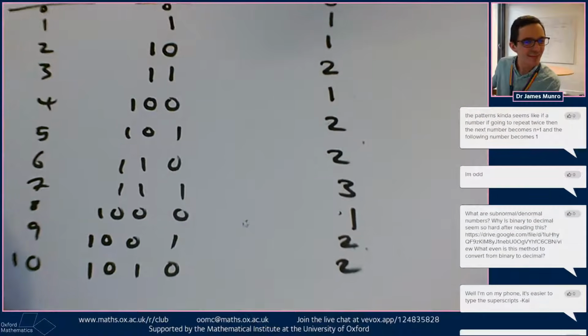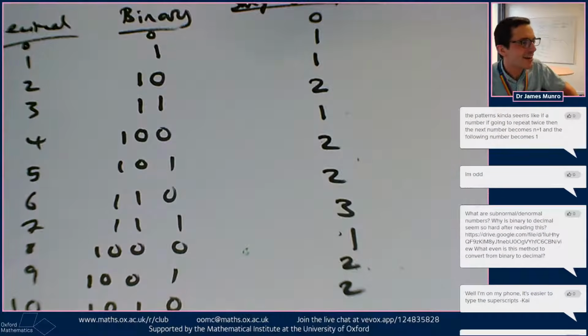Okay. So a little bit of chat. Sorry. Patterns kind of seems like if a number is going to repeat twice, and the next number goes down. Yeah, so you can see these kind of patterns within there.